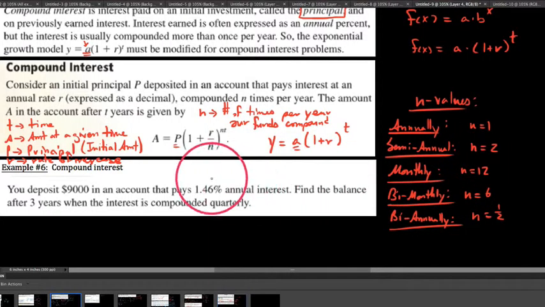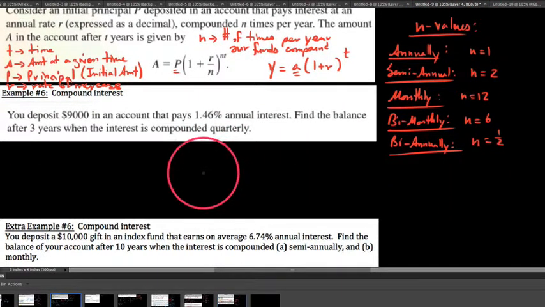Basically what I'd like to show you is that these are very easy problems to consider and evaluate on a calculator if you know all these initial values. So let's assume a couple of problems here. We'll start with this one. It says you deposit $9,000 into an account that pays 1.46% annual interest. It asks us to find the balance after 3 years when the interest is compounded quarterly.